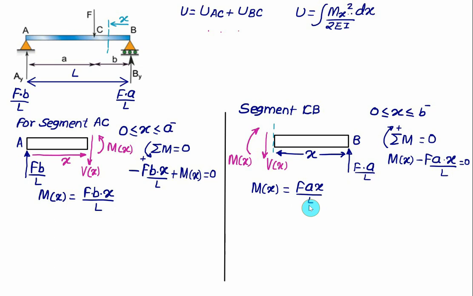L. Now we know the moments. Now we can use the strain energy formula to calculate the strain energy for AC. For AC we have limit 0 to A. For BC we have limit 0 to B.